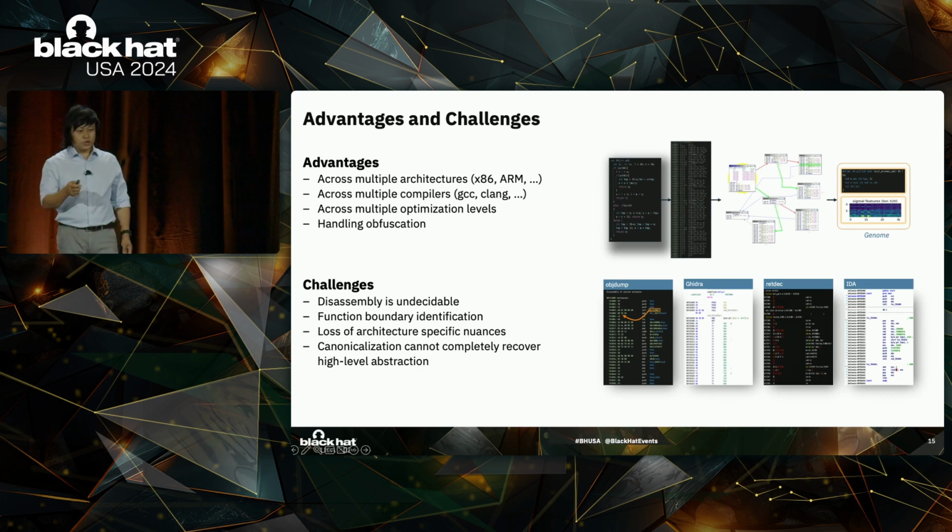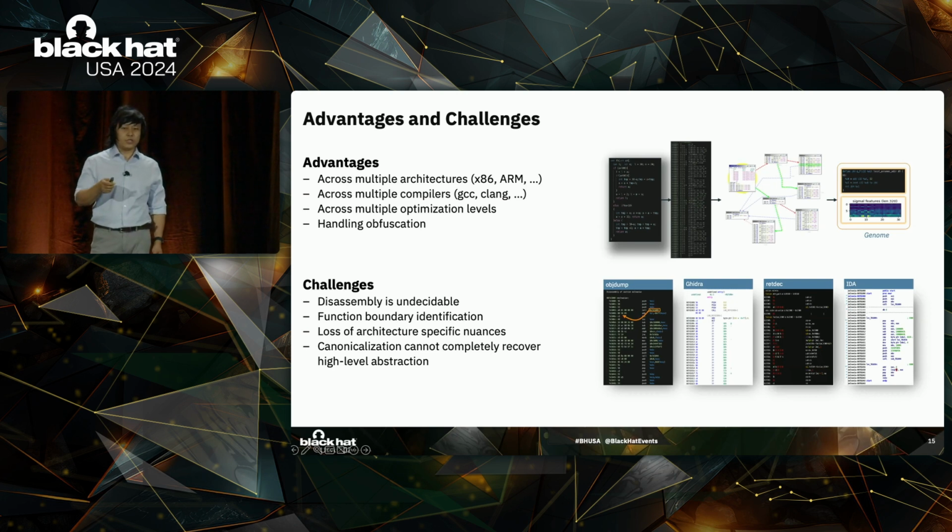Of course, it looks good, but there are multiple advantages and also challenges. One of the main advantages, especially using the LLVM IR-based intermediate representation, is that it can support multiple architectures, multiple compilers, multiple optimization levels. It can handle certain obfuscation. For example, if you are shuffling the basic blocks, it will be represented differently in the actual binary. But once we go through the LLVM IR, you can reduce it to the same gene.